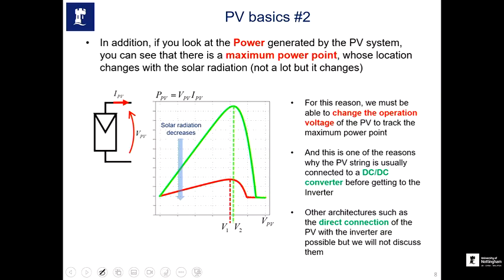So we just saw what I've just explained in here. When solar radiation decreases, this power curve is also changing, and as you can see, you have two voltages. Based on how sunny the day is, you might have to operate at V2 or V1, and you can get that by using the DC-DC converter.